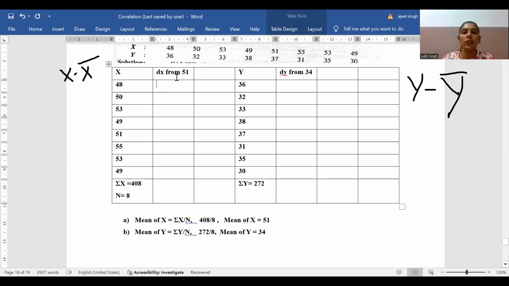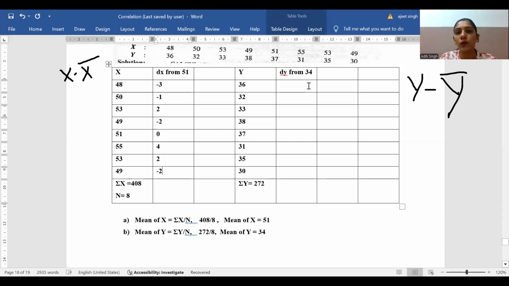As we have already discussed so many times, this is the formula. Now let's calculate the value of dx first, which is x minus x bar, meaning x minus 51. 48 minus 51 is minus 3. 50 minus 51 is minus 1. 53 minus 51 is 2. 49 minus 51 is minus 2. 51 minus 51 is 0. 55 minus 51 is 4. 53 minus 51 is 2. And 49 minus 51 is minus 2.